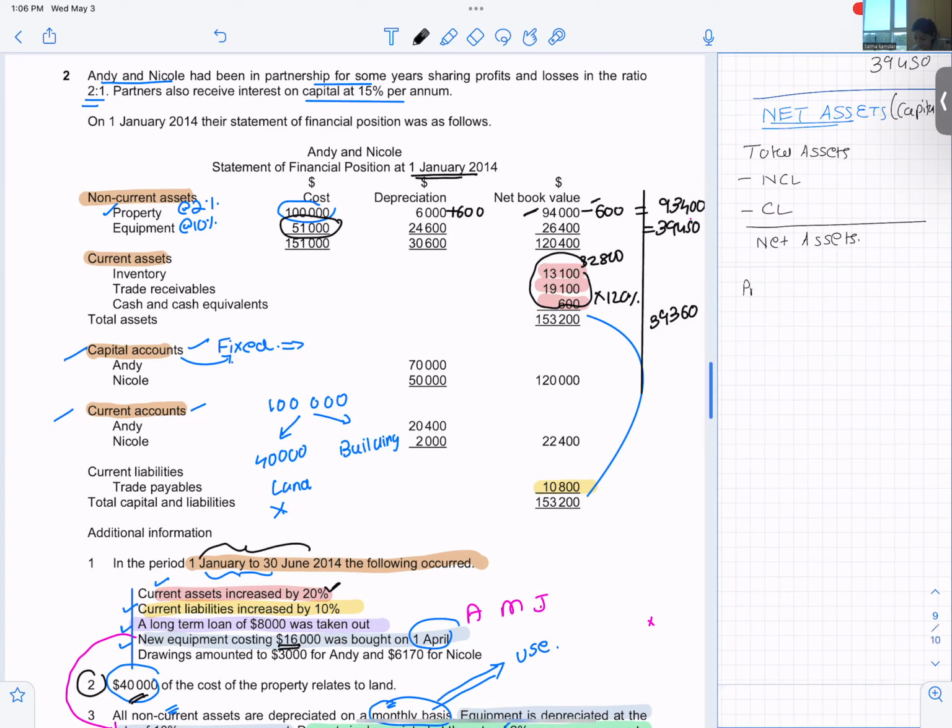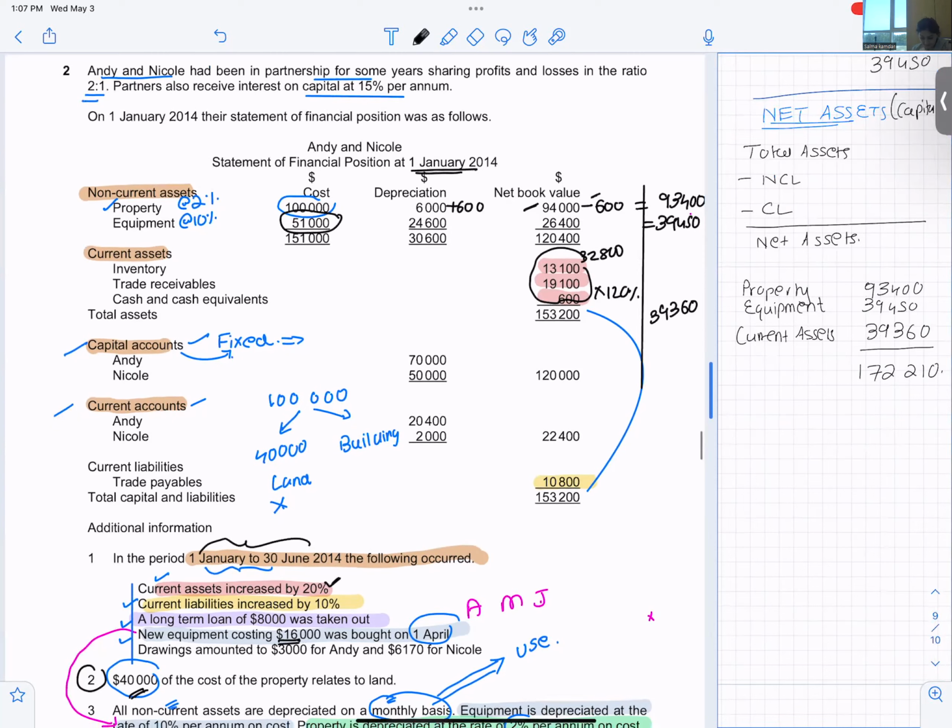So I have property. I got the new value as 93,400. I have equipment. I got the new value as 39,450. And then I have current assets. The value that I'm getting is 39,360. The total of this is 93,400 plus 39,450 plus 39,360. The total of this is 172,210.